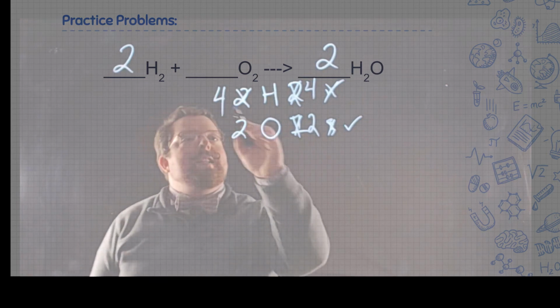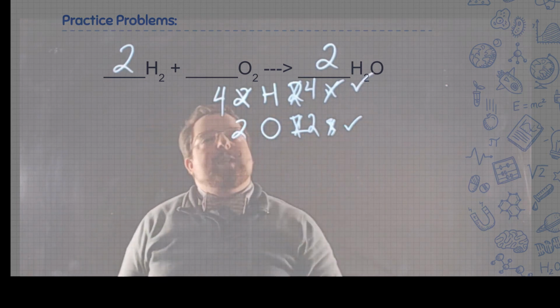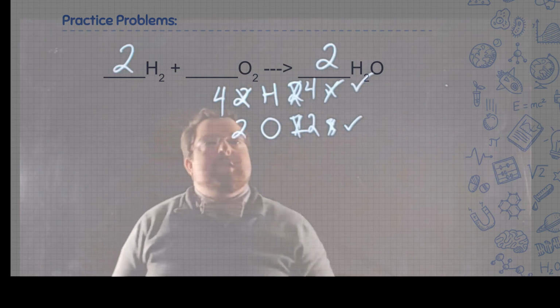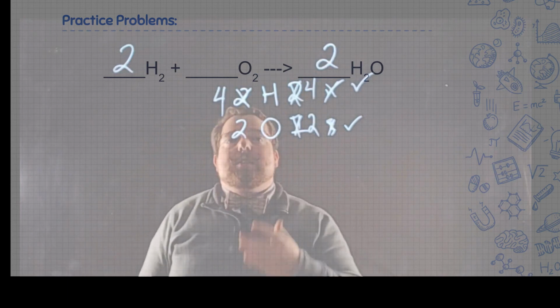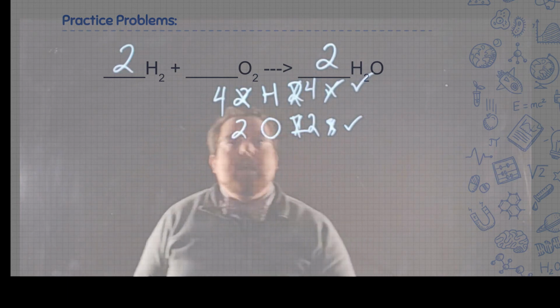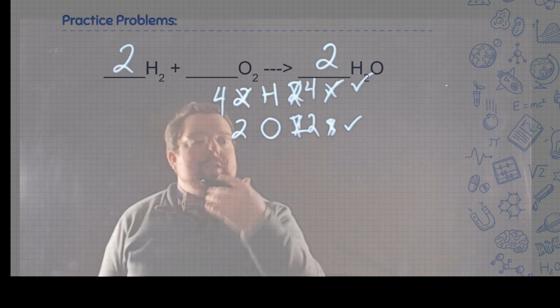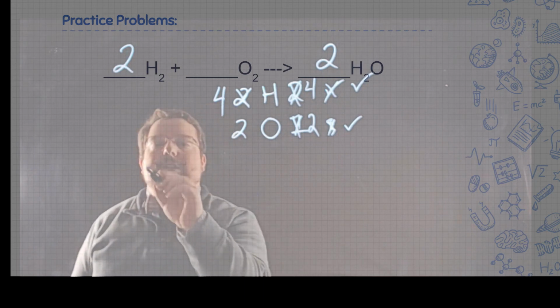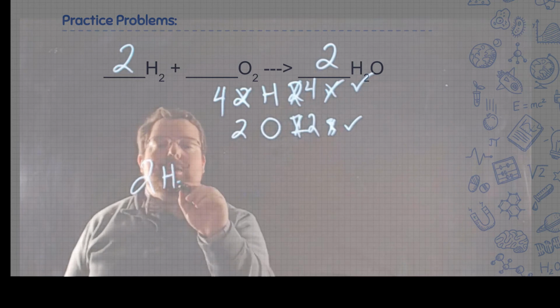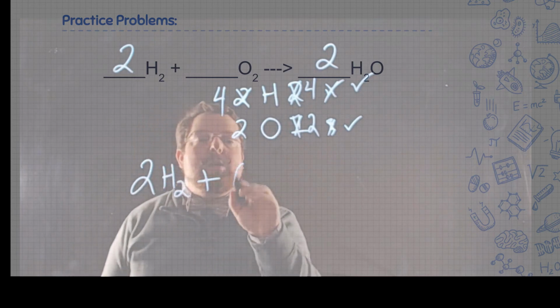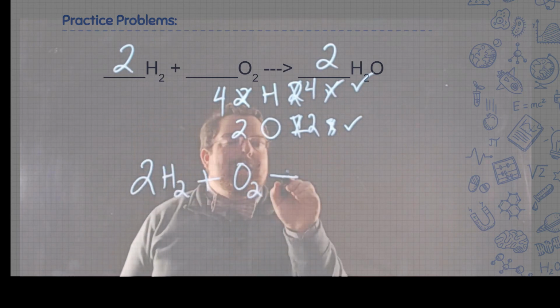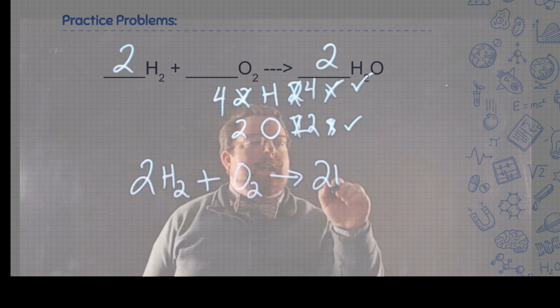And now we have the same number of H's, 4 on both sides, and we have 2 oxygens on both sides, and that shows us a fully balanced chemical equation. So our whole actual chemical equation that shows the reaction is going to be 2H2 plus 1 O2, but we don't write that 1, yields 2H2O.